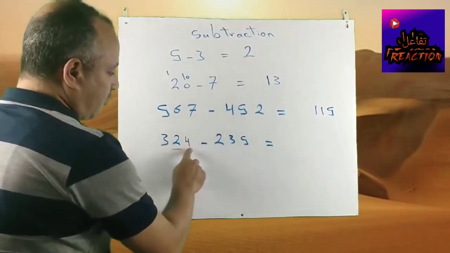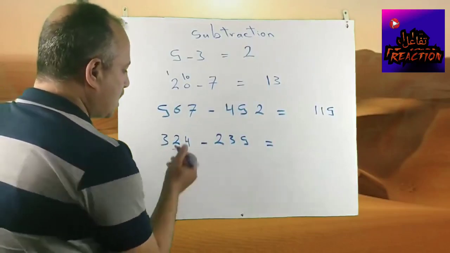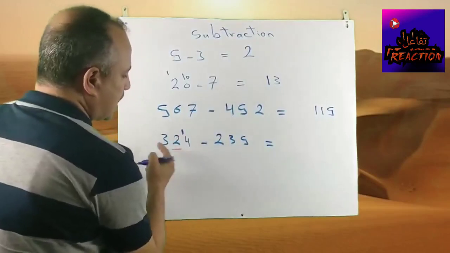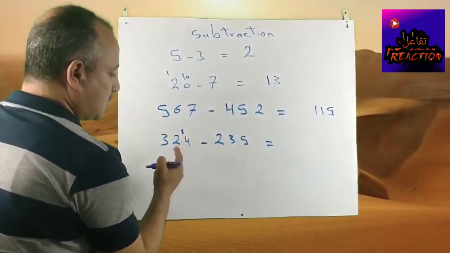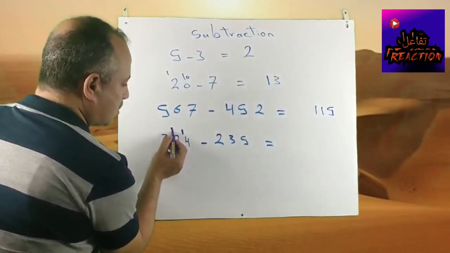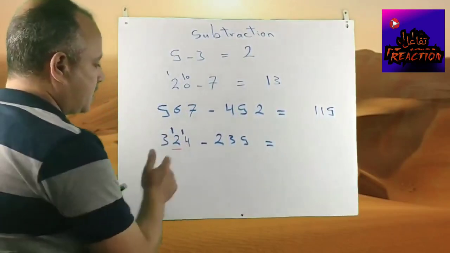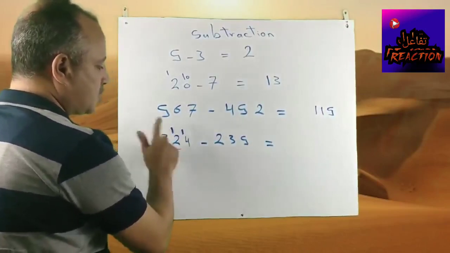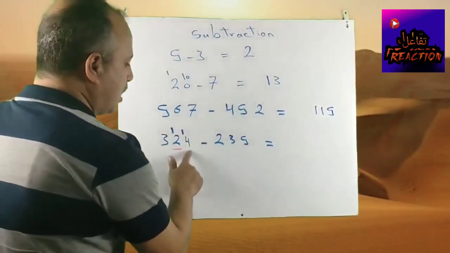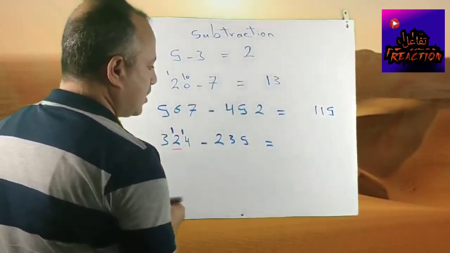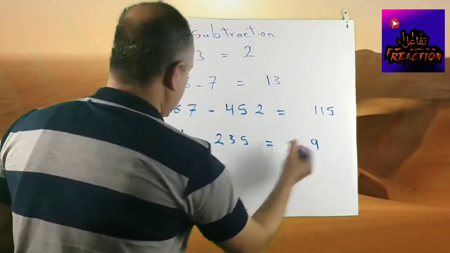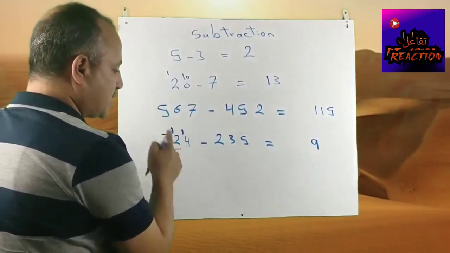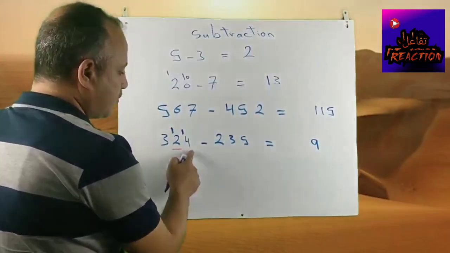When this 2 lends to this 4, this 4 will become 4 plus 10 equals 14. So we put 1 here. This is 14. And this 2 lost 1, so it becomes 1. And we complete. 14 minus 5 equals 9. Here we don't have 2, we have only 1, because we remember this 2 already lent to this 4.